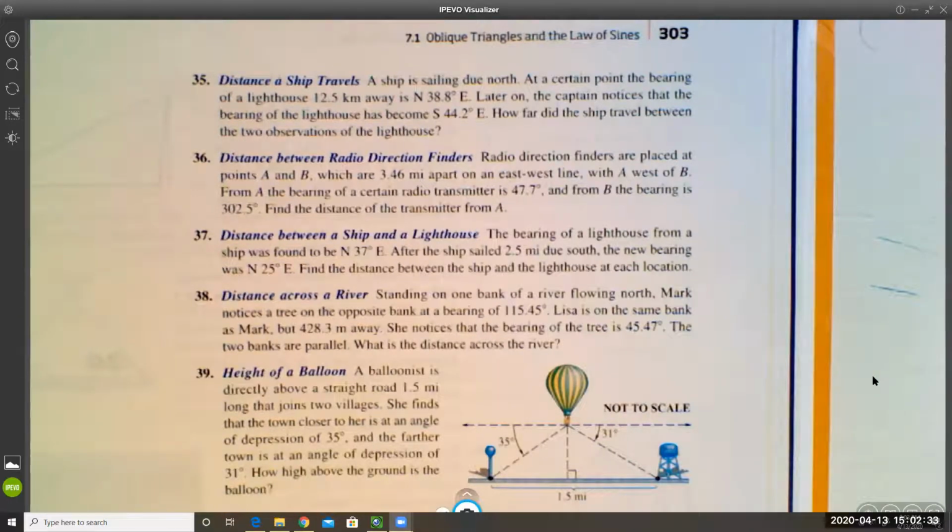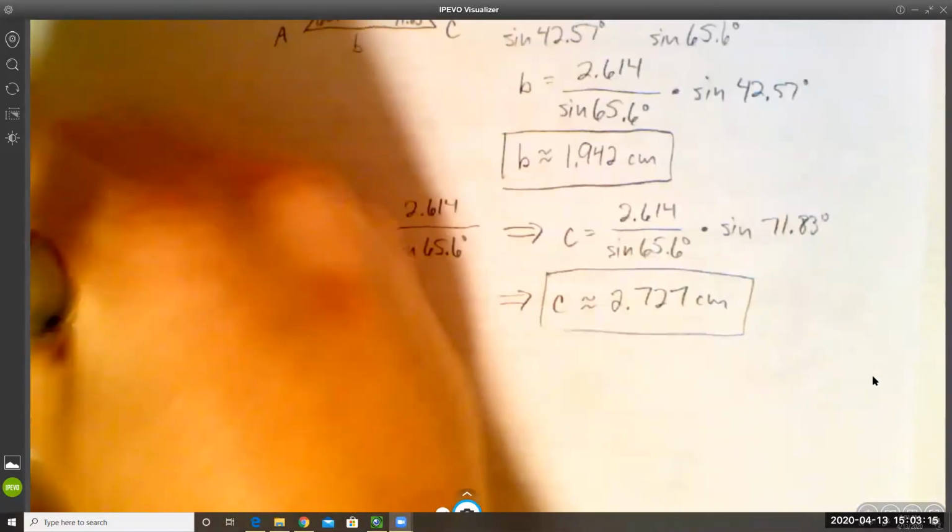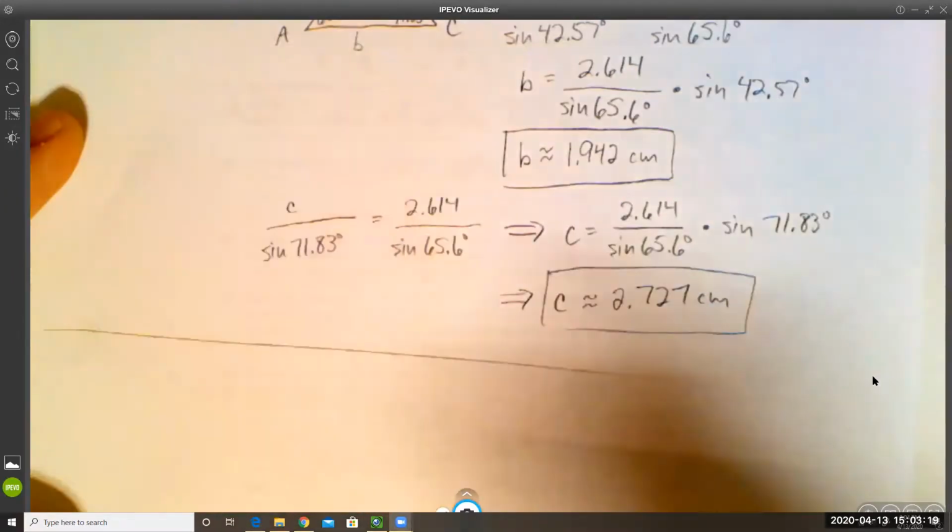Okay, so there's that. Now it says Lisa is on the same bank as Mark, but 428.3 meters away. She notices that the bearing of the tree is 45.47 degrees. The two banks are parallel. What is the distance across the river? Okay. So we're going to have to draw a picture of this, I think, to get the idea.